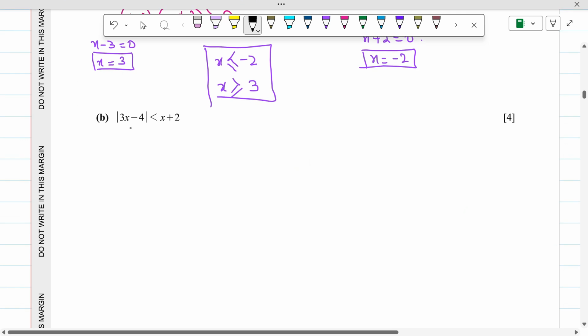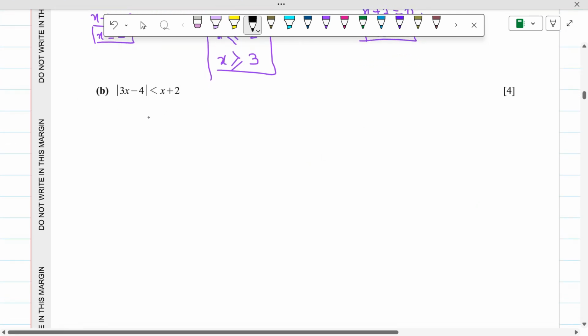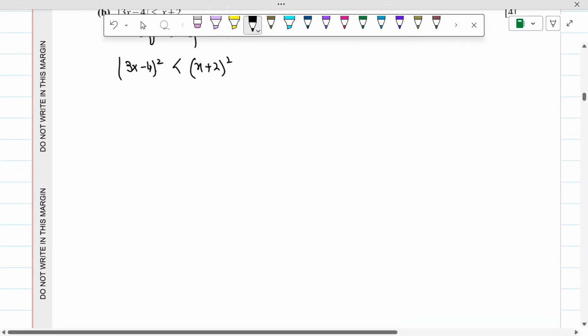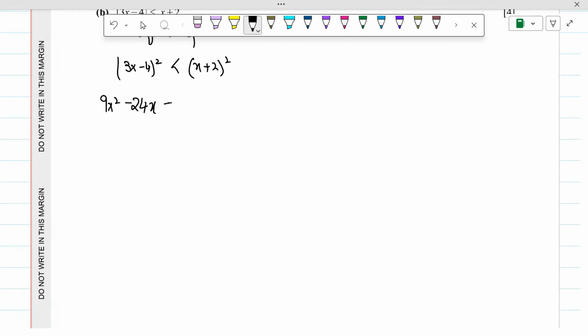Part B: the absolute value of 3x minus 4 is less than x plus 2. To solve this inequality, we will square both sides. So we will have (3x minus 4) squared less than (x plus 2) squared. Apply the (a minus b) squared formula, so it will be 9x squared minus 24x plus 16, less than, applying the (a plus b) squared formula, x squared plus 4x plus 4.